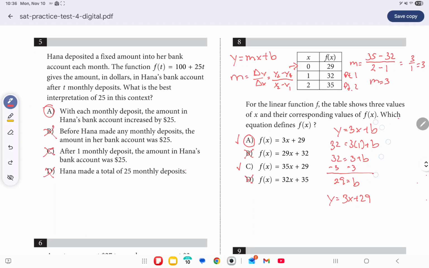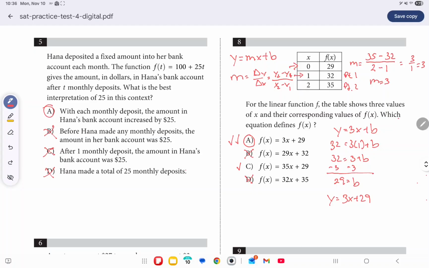Once I've done that, then I move on to the next one. So now I substitute in 1 for x. 1 times 3 is 3. 3 plus 29 is 32. So that looks like it's the correct answer. That gets a check there. There's no need to check the ones that already failed. No need to check those again.